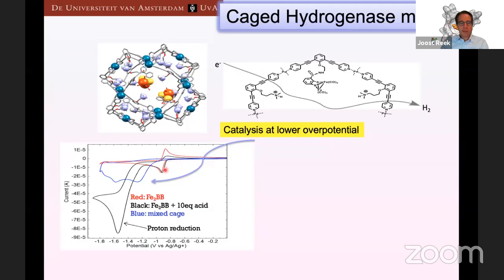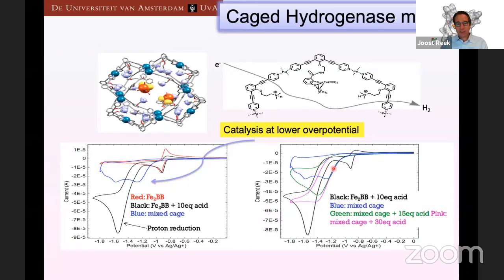So in red, you see just the building block in absence of acid. So we have a reduction wave here. And then in black, we see just the building block in presence of acid. So we see here the catalytic wave for proton reduction. And in blue, we see the electrogram of the cage. And here we see, even in absence of external acid, already a catalytic wave, meaning that these protons that we pre-organize are already reduced, and importantly at much lower potential.